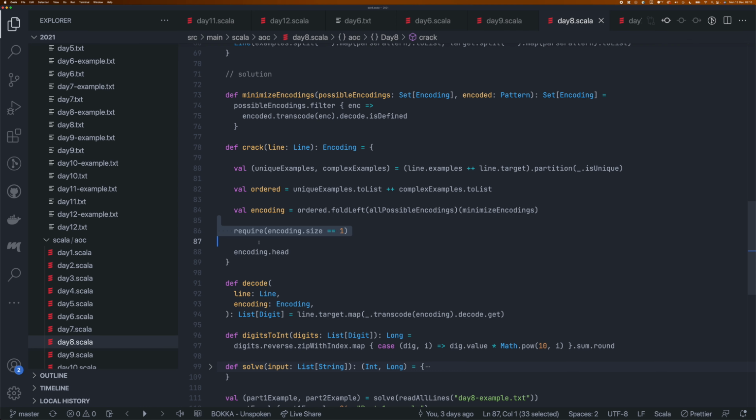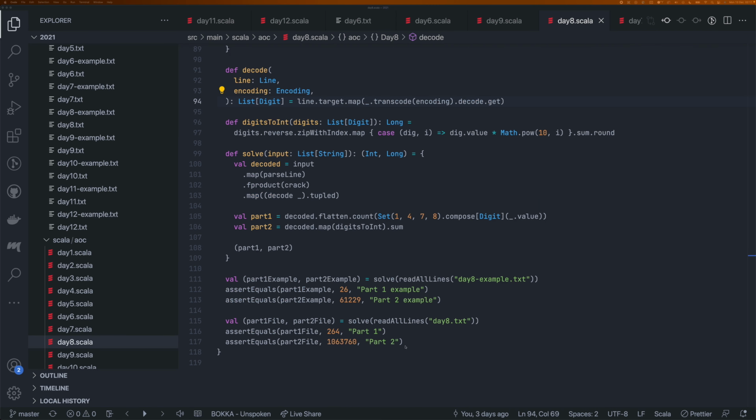The remaining encodings, there should only be 1 at this point. So I added a require to just make sure that it's true. And I just extracted the head of that set. And this whole thing was the crack method, which was giving me the encoding of a line. So for every line of the input, I would crack it, get the encoding, take all the numbers in the target, transcode them using that encoding, and just decode them to the digits.